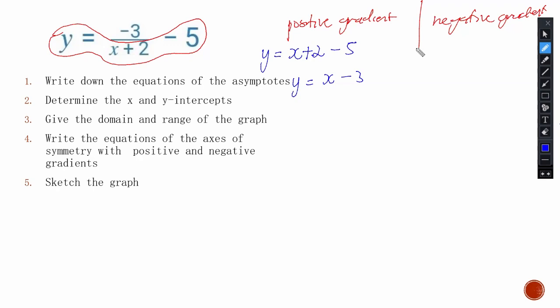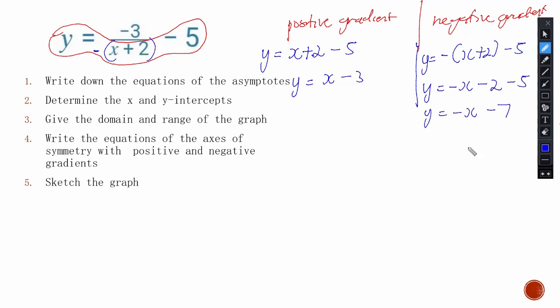And then for this one here, negative gradient, we're going to have y is equals to, remember, this in brackets and then the negative over here, negative x plus 2 and then minus 5. So this is y is equals to negative x minus 2 and then minus 5. So y is equals to negative x minus 7. Right. So we have the axis of symmetry with the positive gradient and the one with the negative gradient.